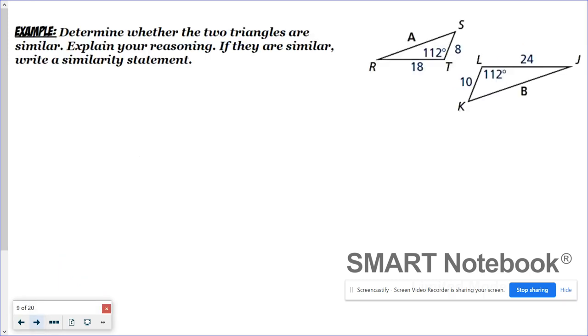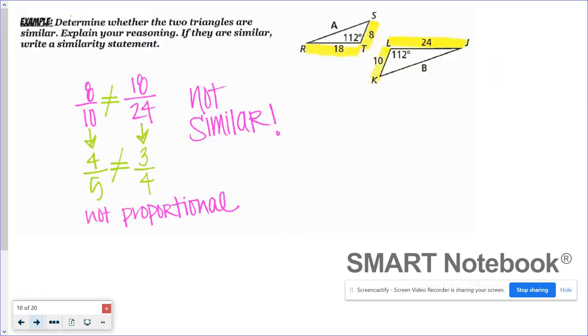So I asked you to determine whether or not these two triangles were similar by side, angle, side. And yes, they have that angle T is congruent to angle L, but are the corresponding sides proportional? That is the question. And I determined that they weren't. So I went from shortest to longest for each triangle. I reduced those ratios and I got 4/5 and 3/4. Those are not the same, so they're not proportional, and therefore the triangles are not similar.